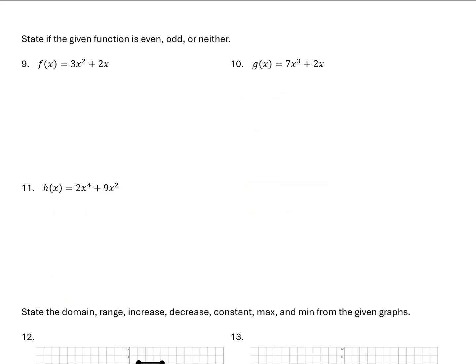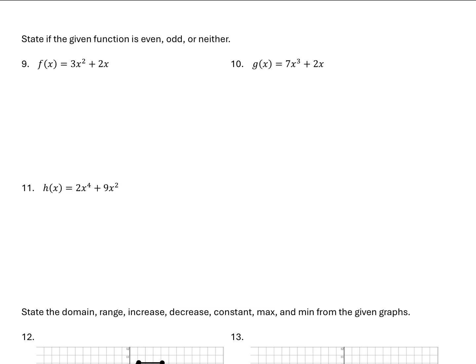For 9, 10, and 11, it tells you to state if the given function is even, odd, or neither. For these questions, you can use 2 and negative 2, 3 and negative 3. You can even use 1 and negative 1, but I would not. So I'm going to use 2 and negative 2 with these. Find f of 2, g of 2, h of 2, then find f of negative 2, g of negative 2, h of negative 2, depending on which one I'm working on.